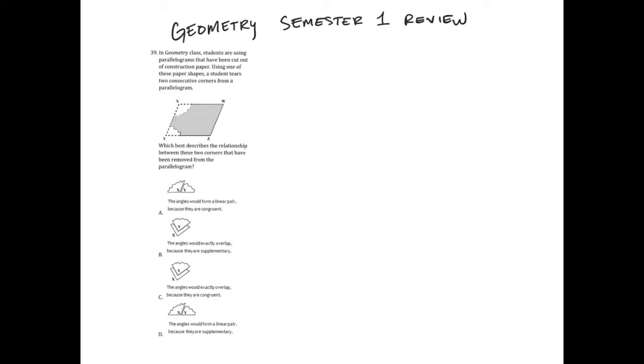On this one, parallelogram, we know that those angles are supplementary, right? Those same side interiors are supplementary. And whenever I rip them off the piece of paper and stick them together, it's going to form a linear pair. So this one says linear pair, but then it says they're congruent. So A is wrong. This one shows them overlapping. That's wrong. C says they would overlap. That's wrong. This one says they'd form a linear pair when you stick them next to each other. That's true because they're supplementary. So D is the best choice.